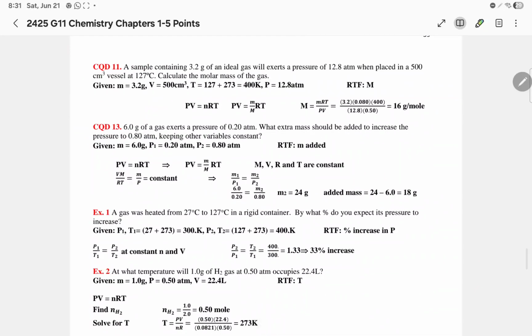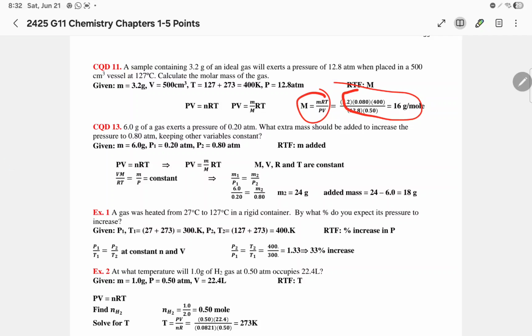A sample containing 3.2 grams of an ideal gas will exert a pressure of 12.8 atmosphere when placed in a 500 centimeter cubed vessel at 127 Celsius. Calculate the molar mass. Guys, I think you should just memorize formulas and substitute the values. I'm gonna skip this because it's the exact same thing. Nothing new. Let's see the next one.